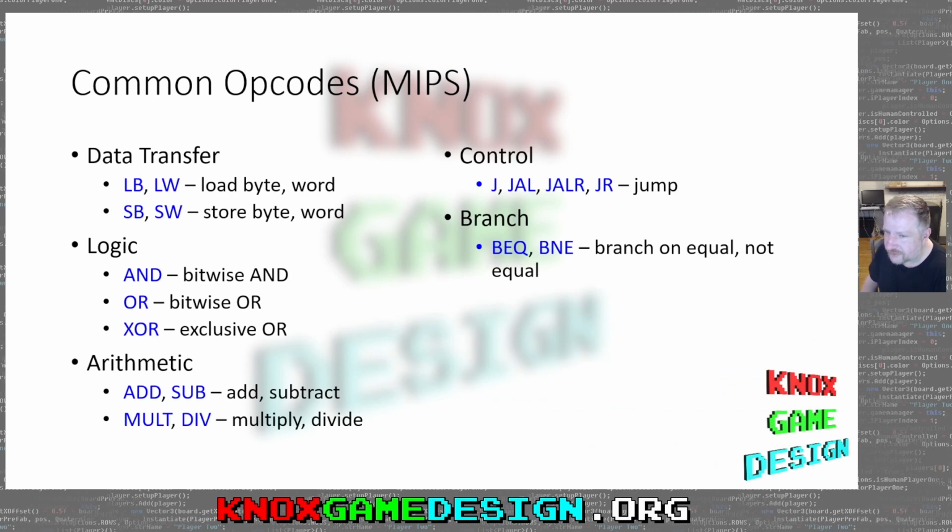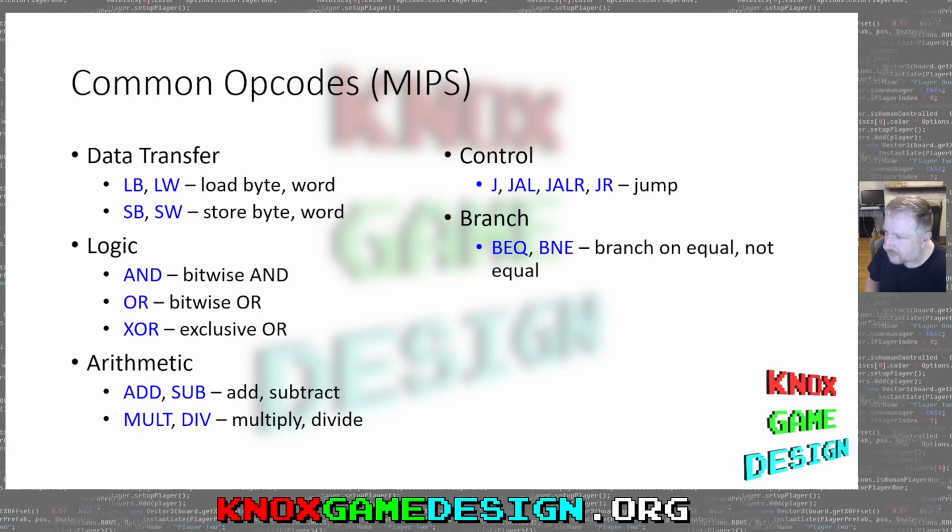So we looked at 6502 for the NES and SNES, Apple II. What about MIPS for that next generation of consoles? You kind of got the same thing going on. You got data transfer, you got your logic, you got your arithmetic, you got your control and your branch. Data transfer is loading things from memory into a register. You got LB and LW for loading a byte or loading a word. You got SB and SW for storing a byte and storing a word, taking it from a register and putting it back into memory. Your logic is AND, OR, and XOR.